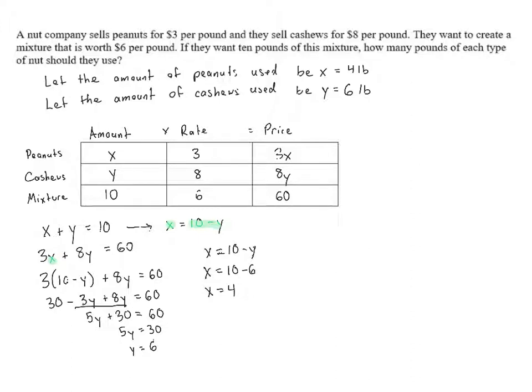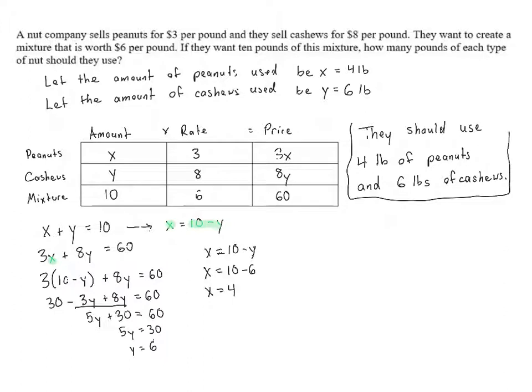Now that we've solved for both of the variables, we can state the conclusion. They ask how many pounds of each type of nut should they use. They should use 4 pounds of peanuts and 6 pounds of cashews. And that's our final answer.